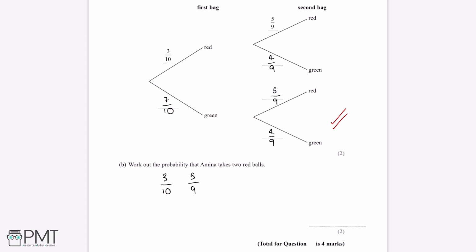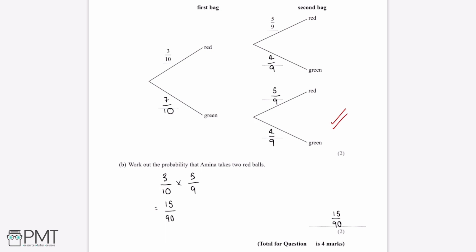And because we're working out the probability that Amina takes a red ball from the first bag and takes a red ball from the second bag, we're going to want to multiply these fractions together. And when multiplying fractions, we'll first multiply the numerators together, and then we'll multiply the denominators together. So 3 multiplied by 5 gives us 15, and then 10 multiplied by 9 gives us 90. And because this is probability, we don't need to simplify down this fraction. So the final answer is 15 divided by 90.